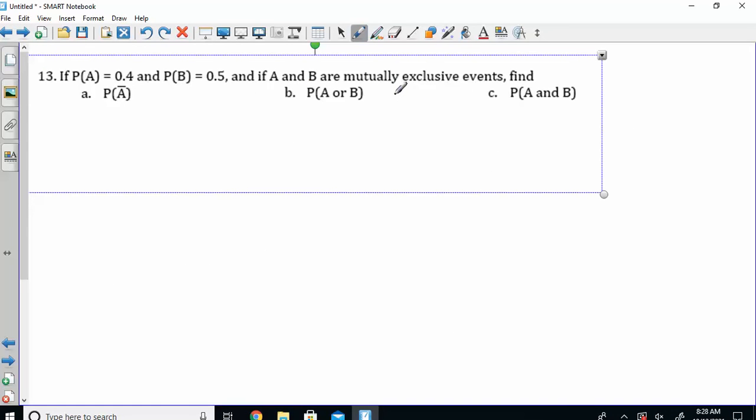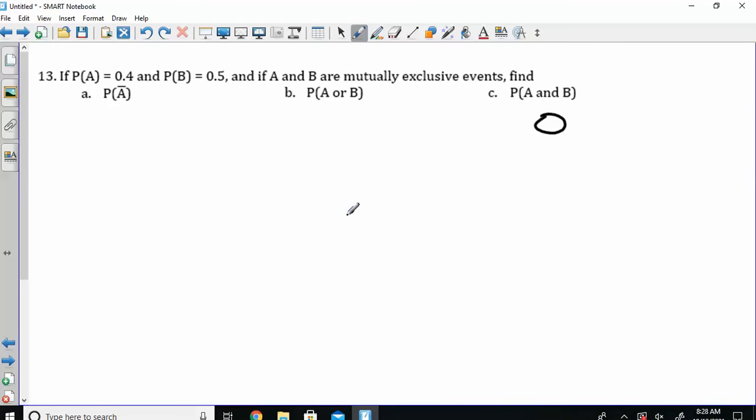Alright, number 13. Okay, I am telling you right now that they are mutually exclusive. So let's jump to part C. If they're mutually exclusive, what's the probability of A and B? 0. All right. Probability of not A, how do I find that?